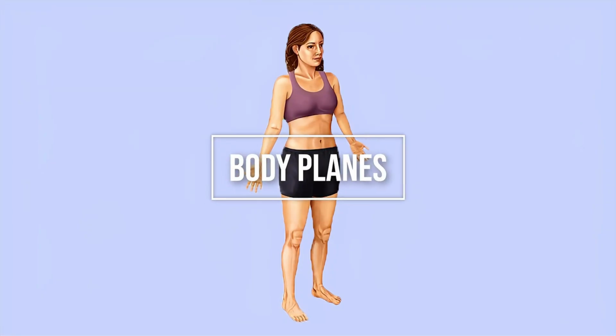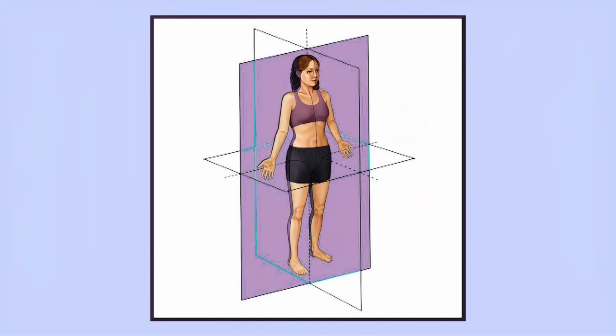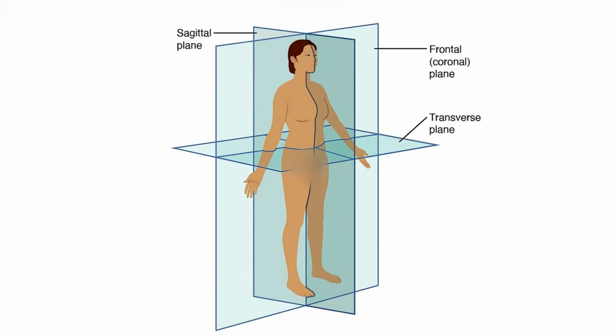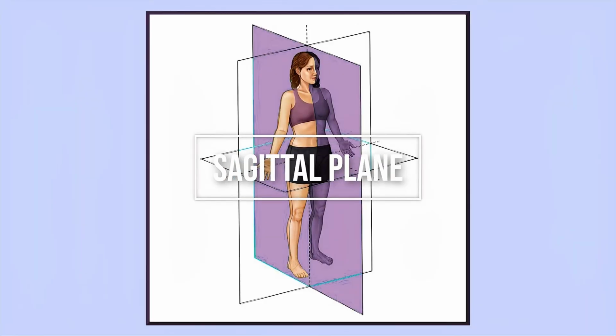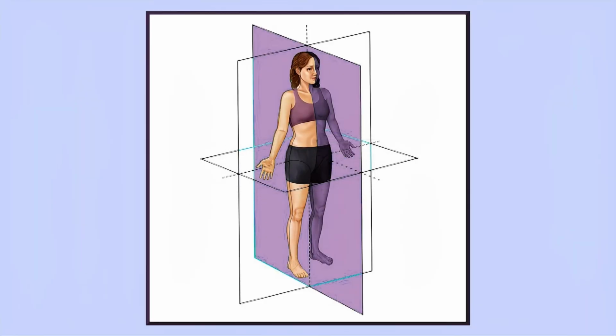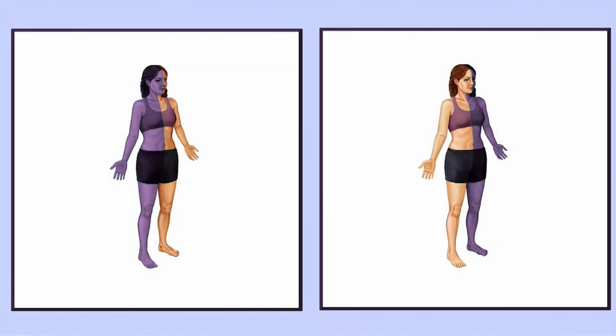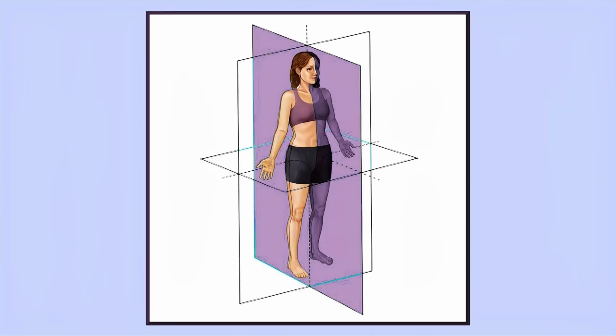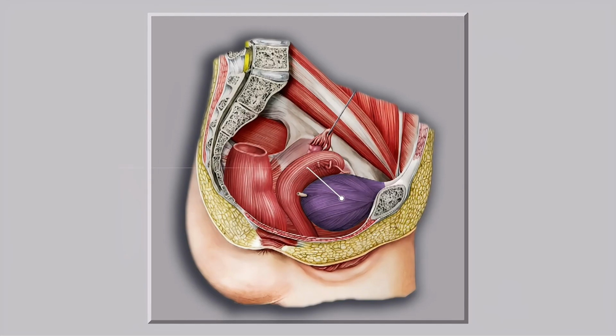Body planes. Body planes are imaginary lines that divide the body into sections. There are three types of body planes. Sagittal plane. The sagittal plane is a vertical plane that divides the body into left and right parts. After dividing the body with a sagittal plane, we can observe body parts from a side angle.